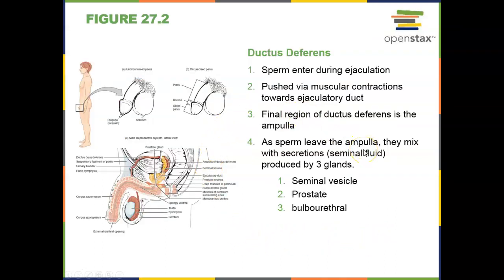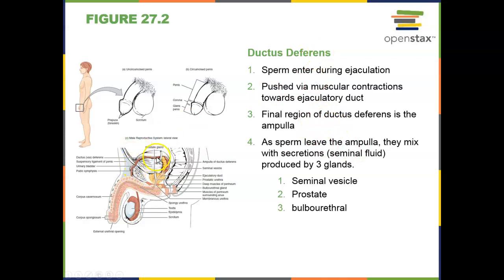So what is the ductus deferens, also known as the vas deferens, which a lot of you have probably heard of because most of you have heard of a vasectomy. The ductus deferens is the tube that runs from the epididymis to the urethra. So this is where sperm that are mature are going to enter. They move via muscular contractions towards the ejaculatory duct.